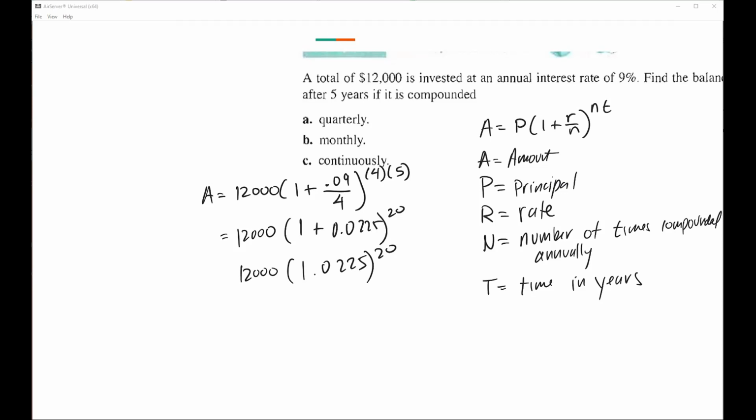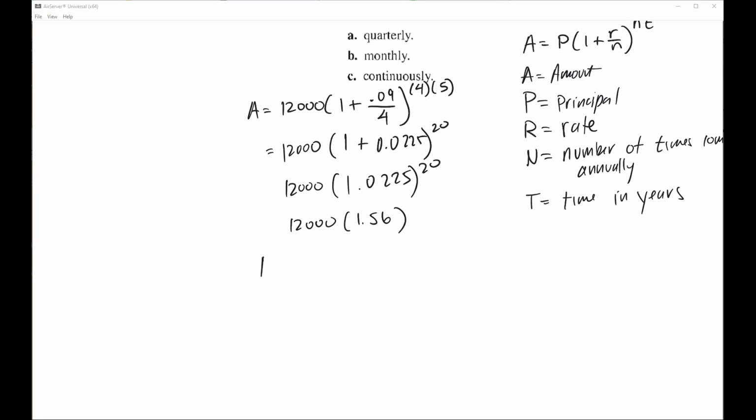What'd you guys get? Not the final answer, just what's 1.0225 to the 20th power? It should be about 1.56. So it's going to be 12,000 times 1.56. So multiply that out. What'd you guys get? Someone said 18,000. 18,726. So A is equal to 18,726, and then there are decimals out there, 11 cents. Isn't that nice?